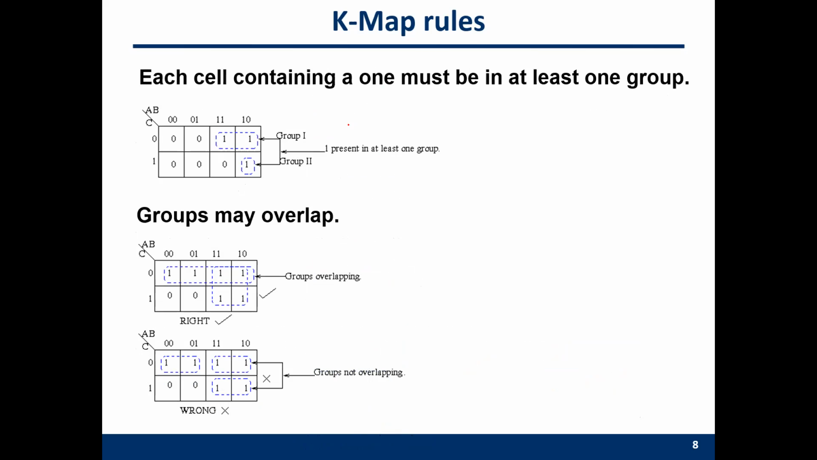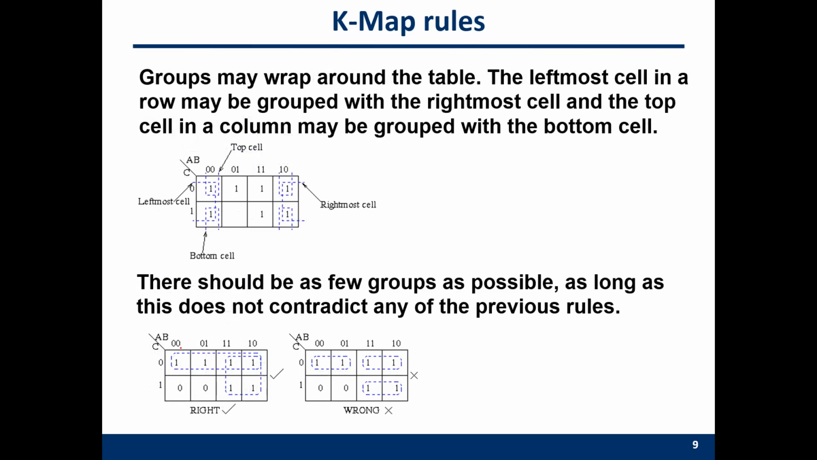So each one has to be in one group. You cannot discard one. If you discard one box here, then the result will be incorrect. Groups can be overlapped like this. If you do not want to have overlapped groups, then you will have more groups. More groups indicate a more complex result, which is not a simplified result.